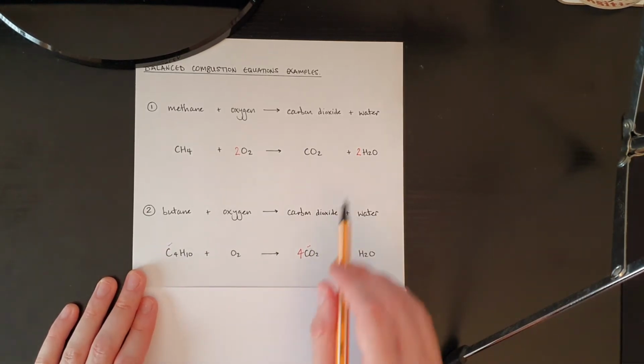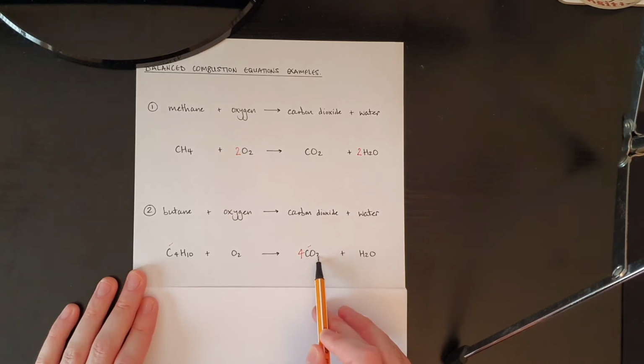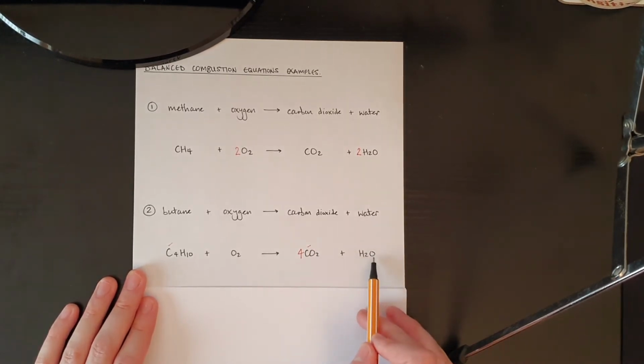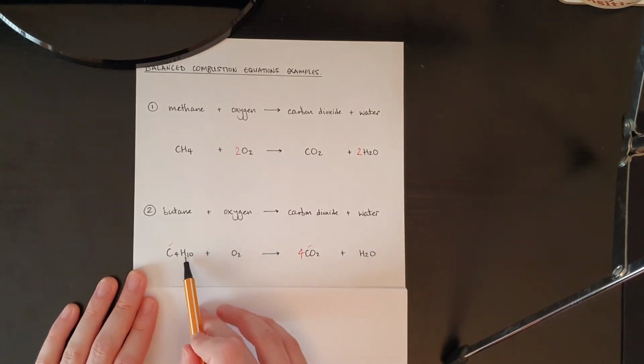However, just like the water above, we now have 4 times 2 oxygens. This was originally CO2, we've now got 4 of them, which means it's 4 times 2. So that's 8 oxygens here and 1 here. We've only got 2 over here. That's going to be an issue. But we're not going to deal with them just yet. We're going to look at our hydrogens next.